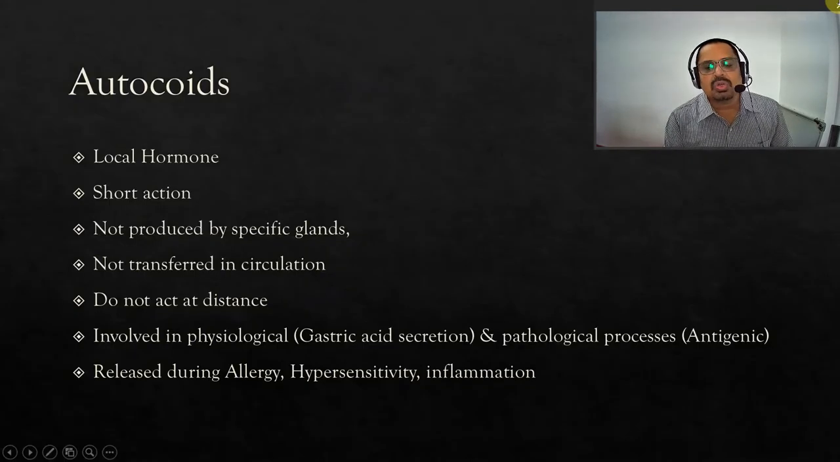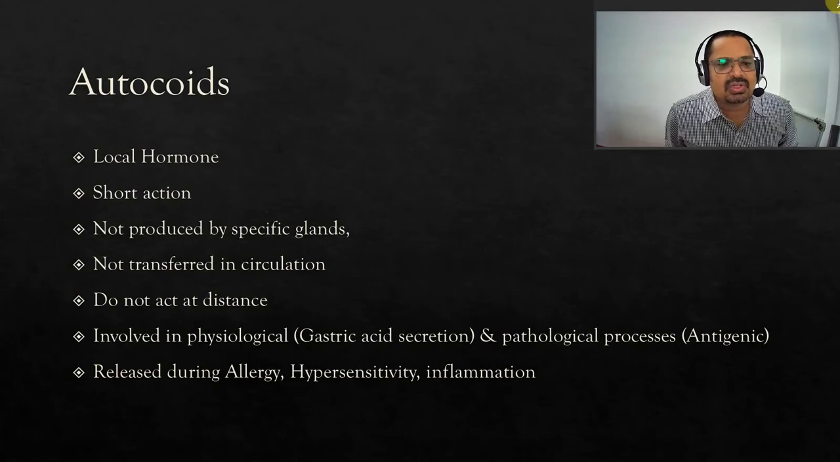So what are autocoids? Autocoids are also called local hormones. They are released at a particular site, and where they are released, their action is on that particular site only. The typical feature of a hormone is that it is released at one site, travels by the systemic circulation, and acts at another site. But here, the autocoids are released at a particular site and give their action in their vicinity only.